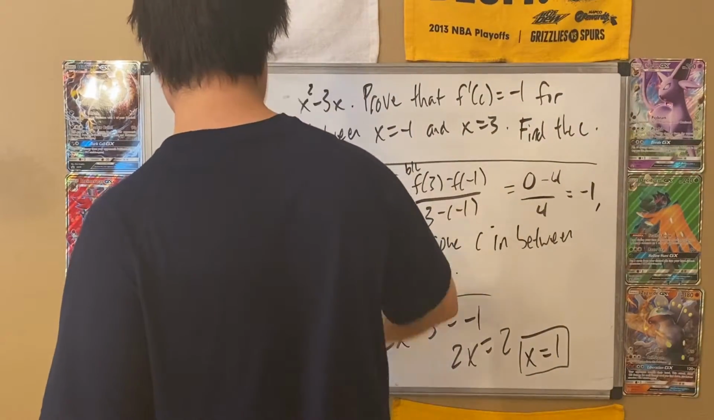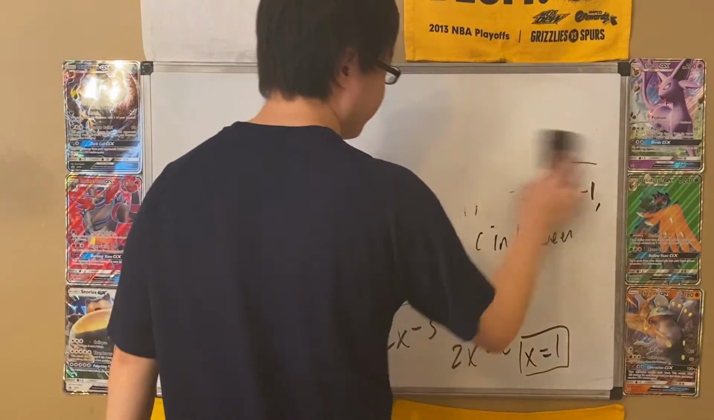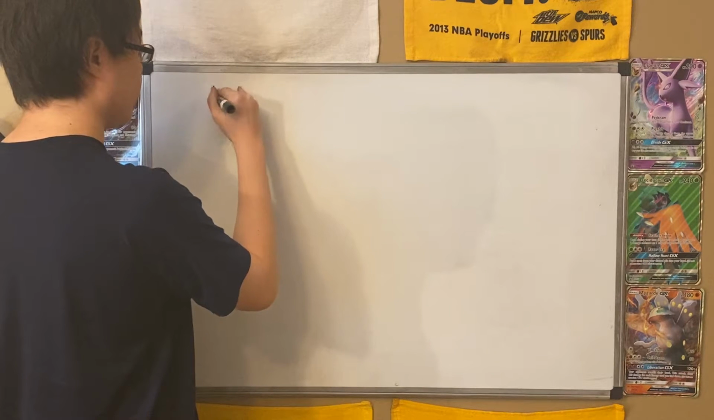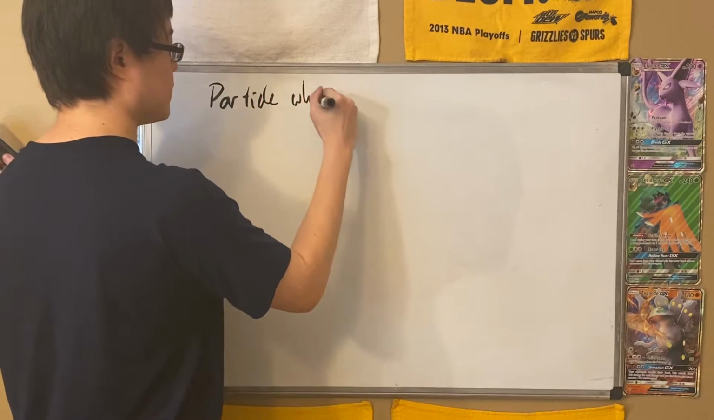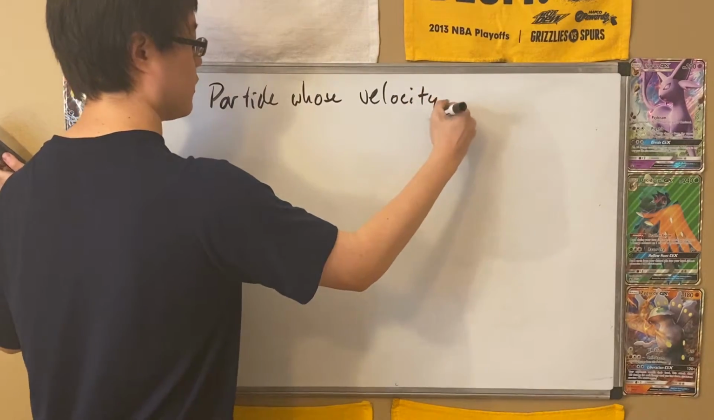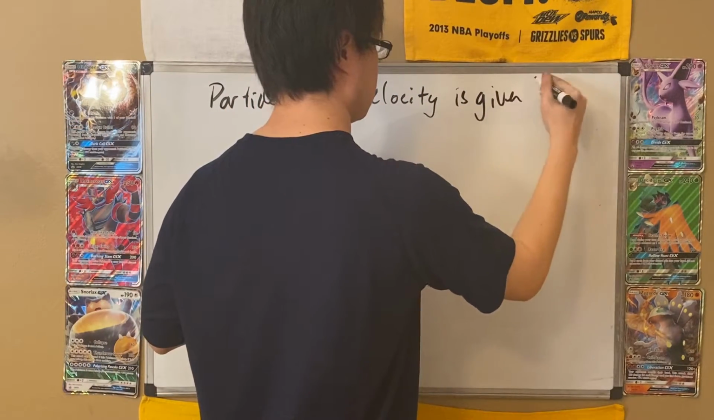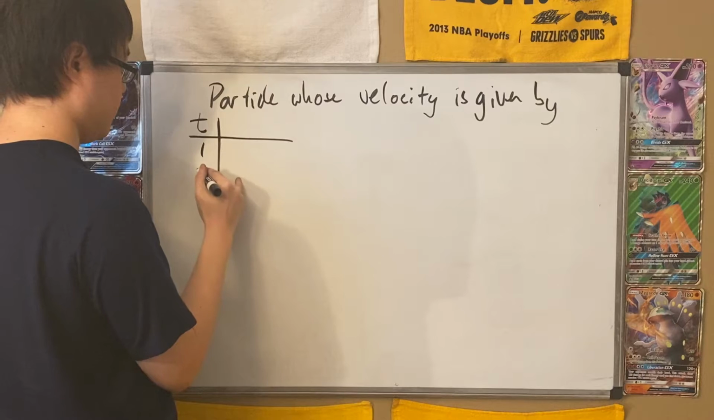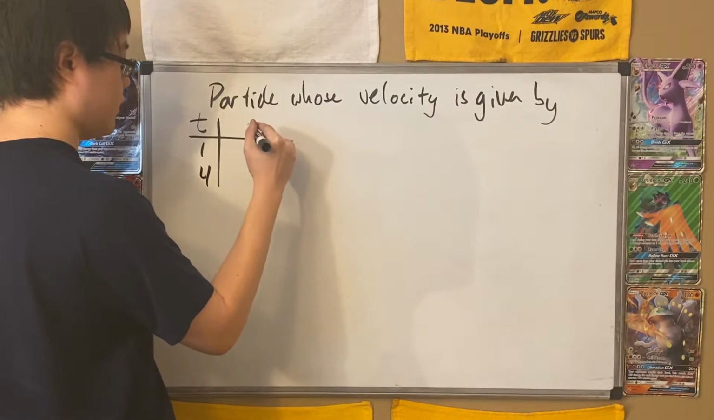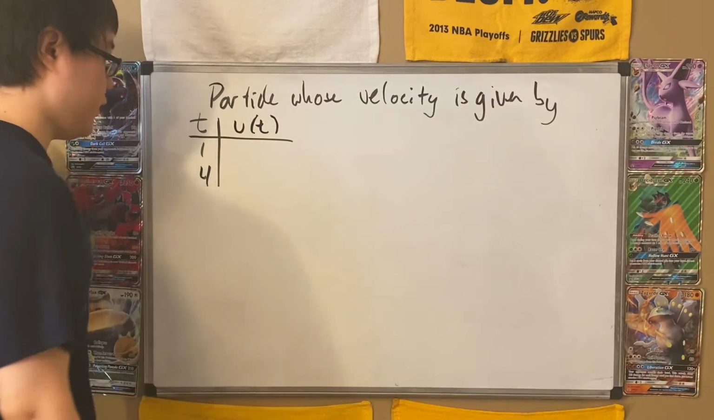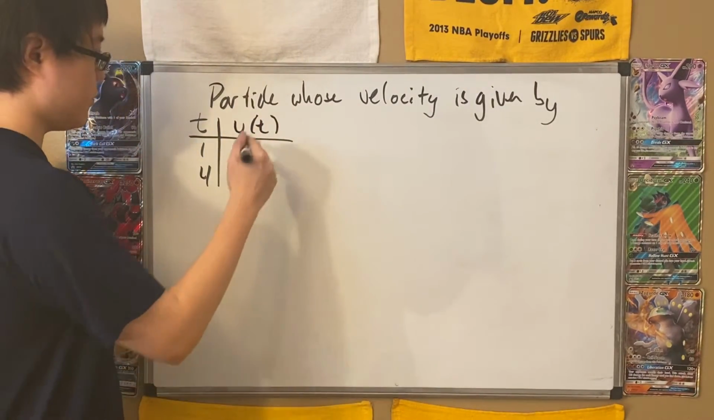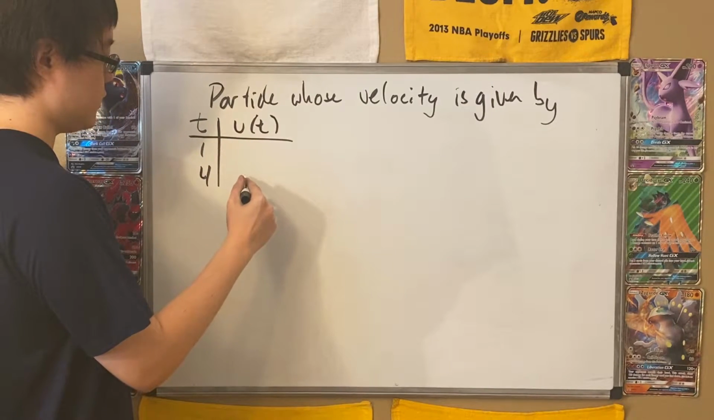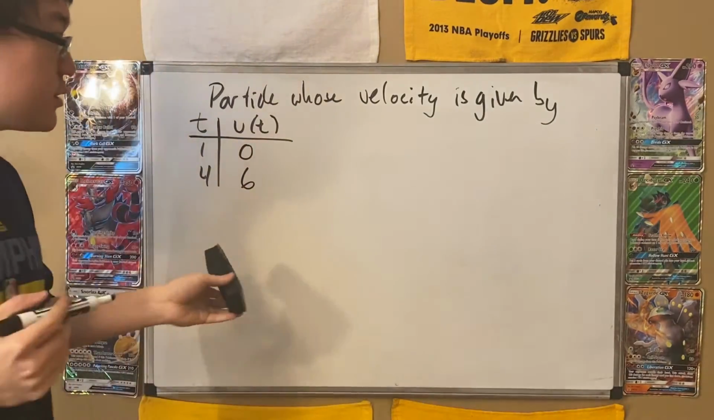So let me erase this. Let's draw a very, very simple table. Let's say we have a particle, to bring particle motion into the mix, whose velocity is given by the table below. So let's say we have this pretty simple table. We're just going to have the numbers 1 and 4 in the table. Then we're going to have the velocities. So what do I want my velocities to be? Well, let's say I want 6 and 0. So those are going to be my velocities.